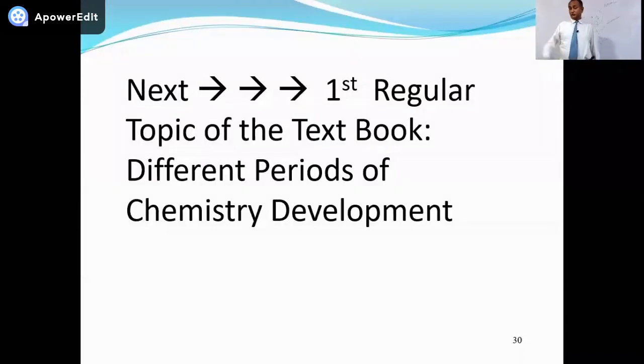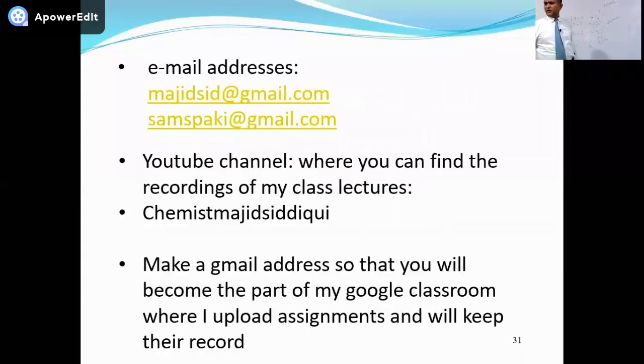Next class, it would be the first regular topic of your textbook, different periods of chemistry development. We'll start the first topic of your book on Friday.